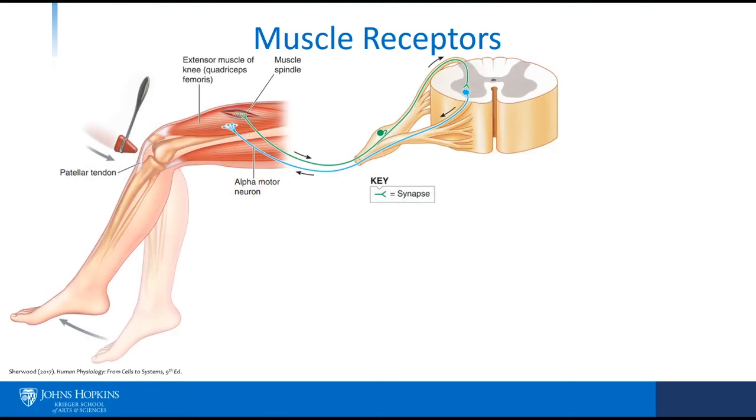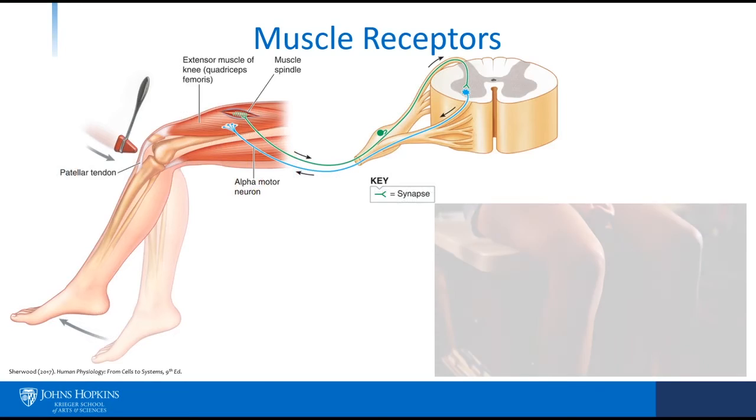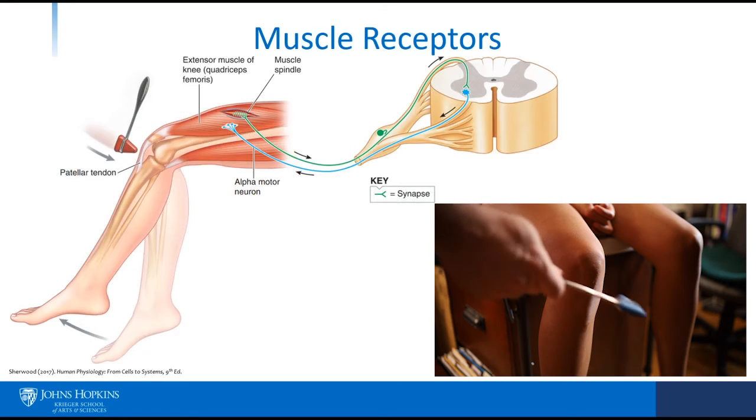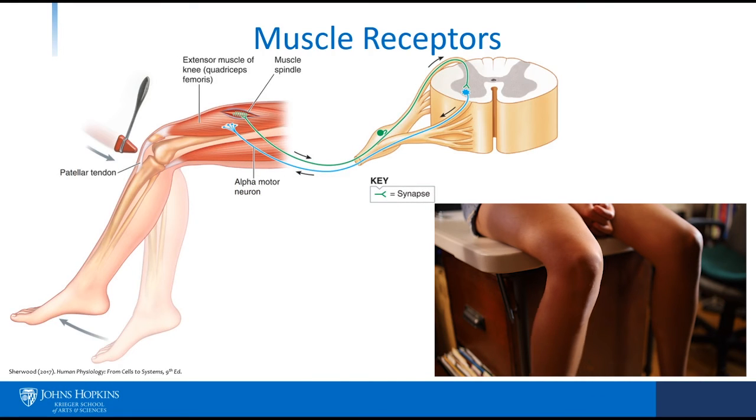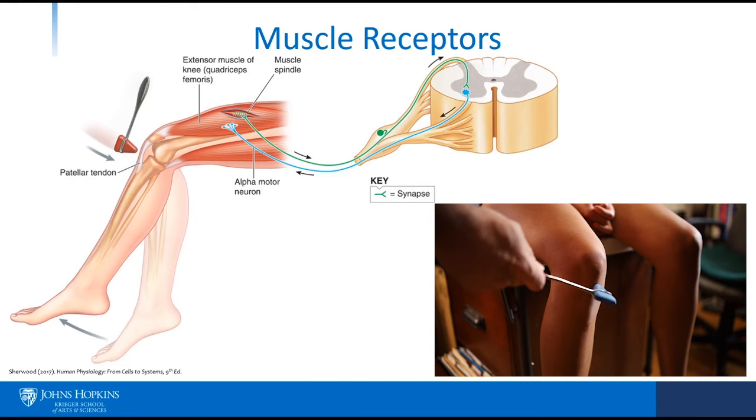Tapping the patellar tendon with a rubber mallet stretches the muscle spindles in the quadriceps femoris muscle. The resultant monosynaptic stretch reflex results in contraction of this extensor muscle, causing the characteristic knee-jerk response.